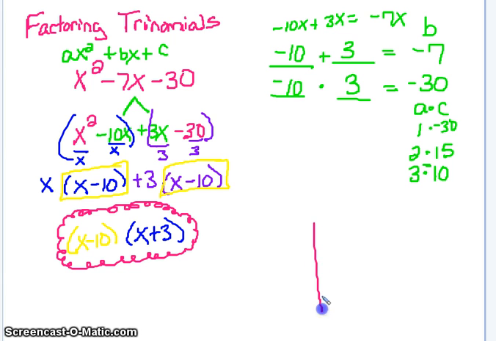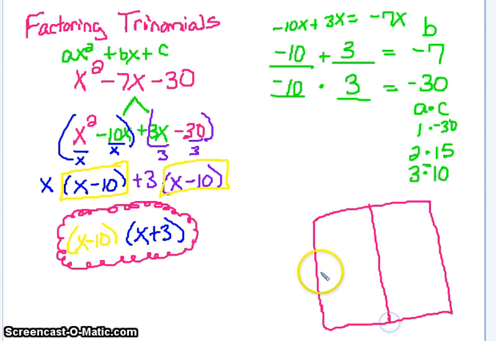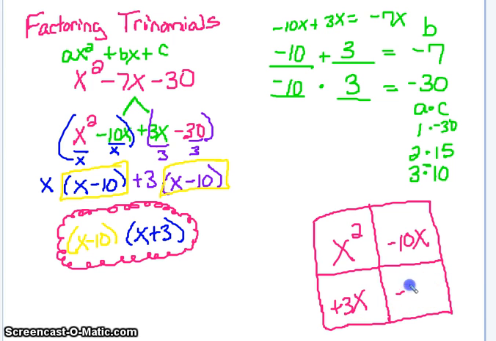If you're a box method person, and I know some of us are strictly box method, then you could have your x squared, minus 10x, plus 3x, minus 30. One of your binomials, the GCF, is x, and then 3. And in this direction, our GCF would be x. And since this is negative, it touches a negative, so it's going to be negative 10. So the same two binomials, x plus 3 times x minus 10, are my answers.